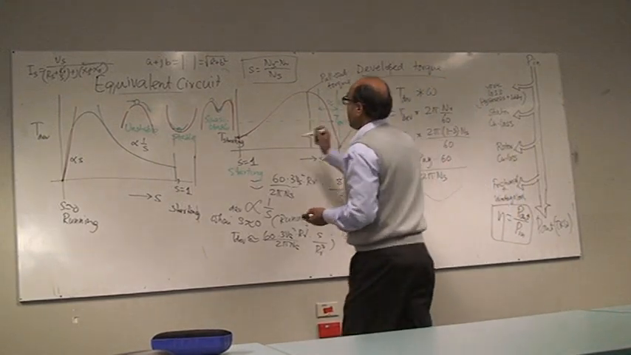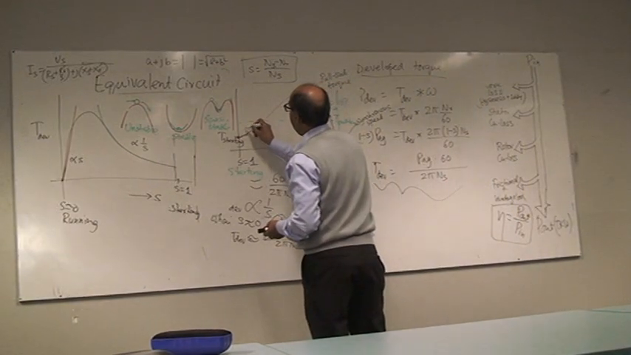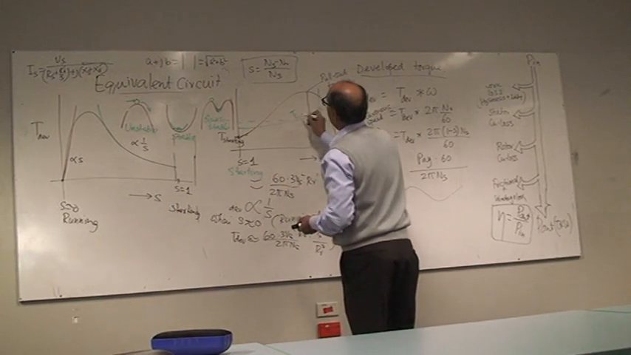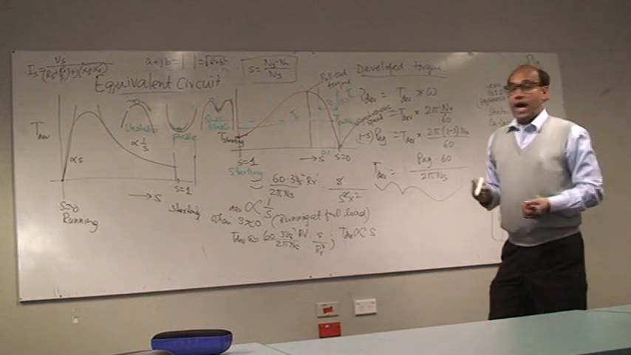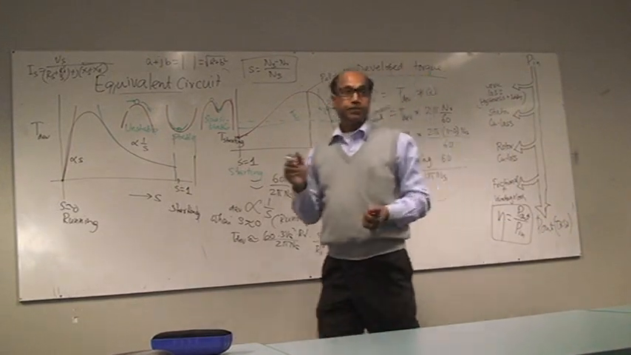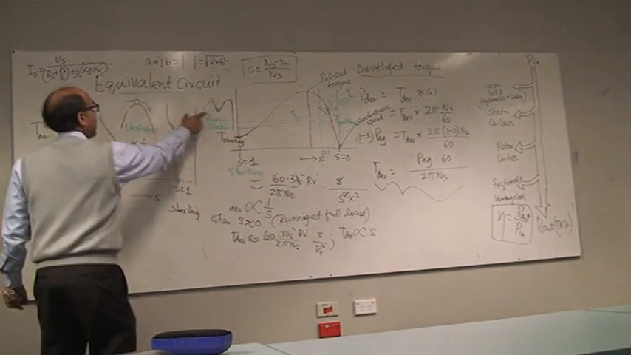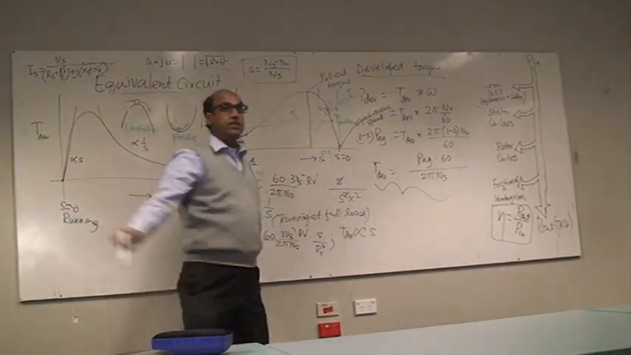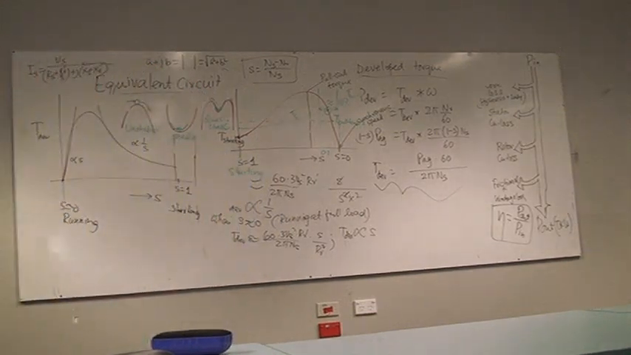So for example, if I have a load torque, TL, something like this, I will still come back to this point even though a disturbance is created. So this is very important to understand, and this part is the stable operating region. So usually the motor will operate there.